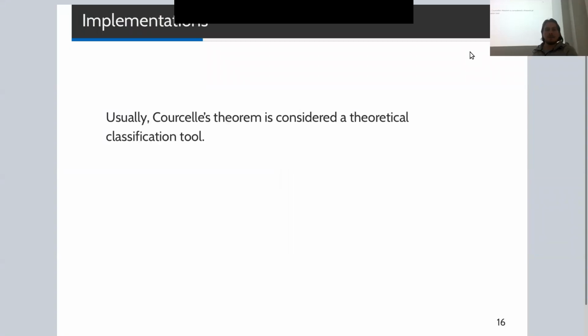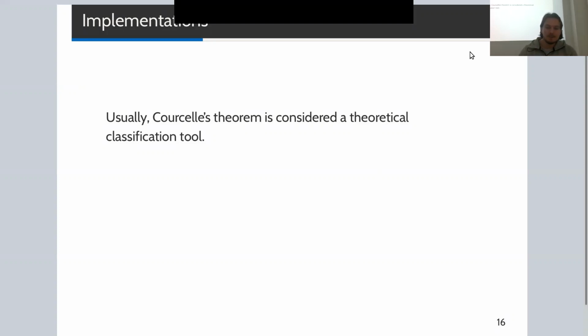And this is why usually you would consider Courcelle's theorem as some kind of theoretical classification tool. It gives you a very quick idea on whether a problem can be solved on tree width or cannot, because you only have to write down an equivalent formula. But usually, if you want to actually implement the problem, you wouldn't use Courcelle's theorem. You would tailor a dynamic program specifically to the problem at hand, using some heuristics, maybe.